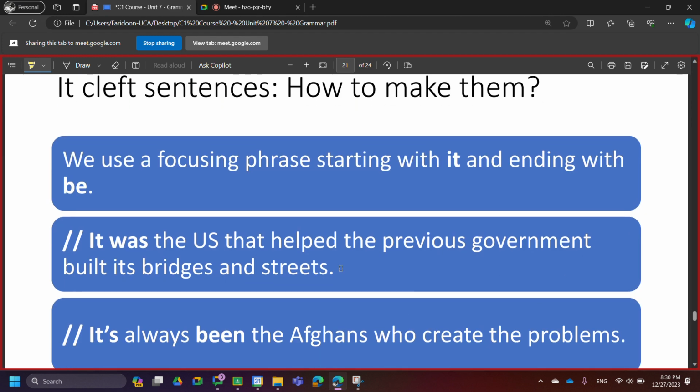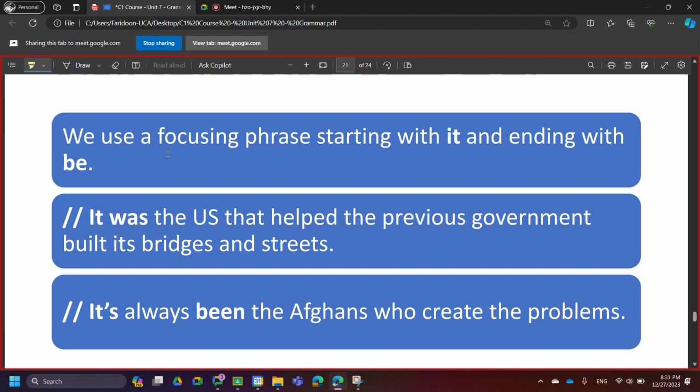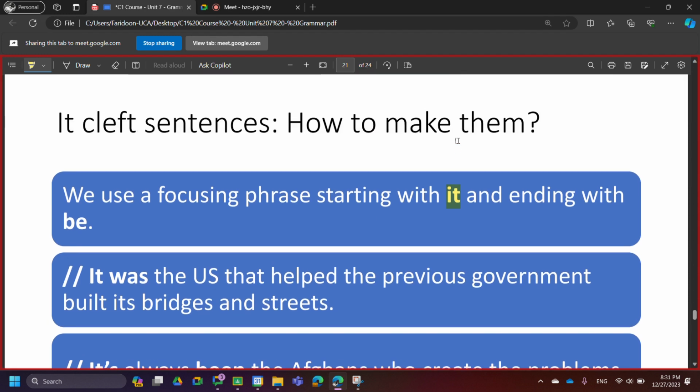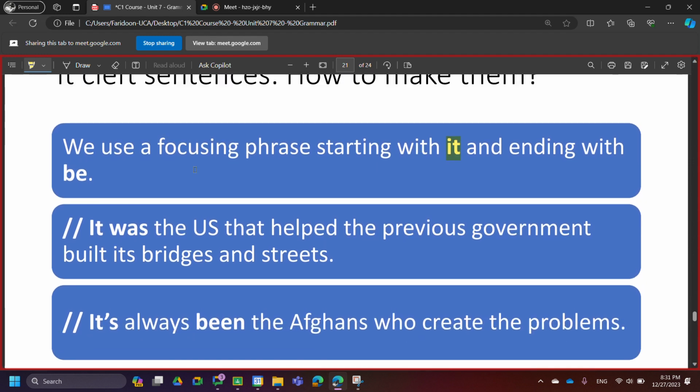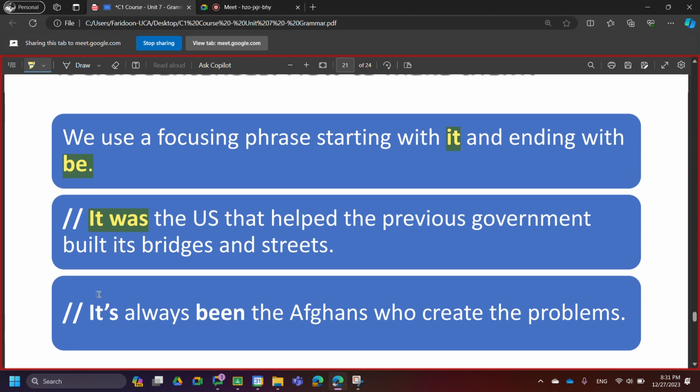So what about it cleft? It cleft sentences, guys, how do you make them? We use a focusing phrase starting with it. Okay, so that's what we call it cleft sentences. And it again is going to end in be. Example, it was the US that helped the previous government build its bridges and streets. So "it was" becomes your it cleft. It becomes your focusing phrase. Okay, all of it is the it cleft. Another one, it's always been the Afghans who create the problems.